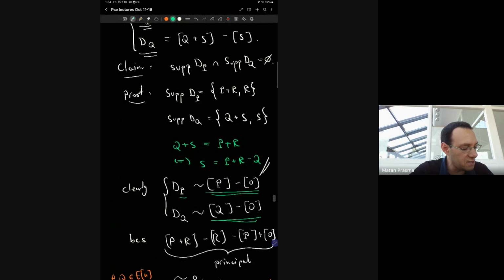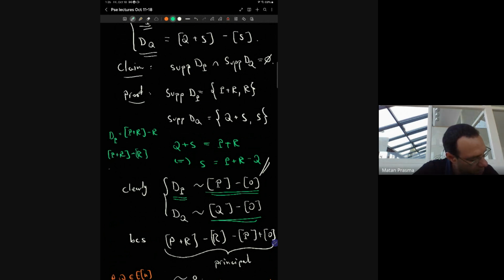And of course the divisor DP is linearly equivalent to P minus O because DP is P plus R minus R. And then you do P plus R minus R, and you subtract from it P minus O. And this is a divisor that has, obviously, the degrees add to zero, because here I have minus one, here I have one, minus one, one. So in terms of the coefficients, the sum of coefficients is zero.